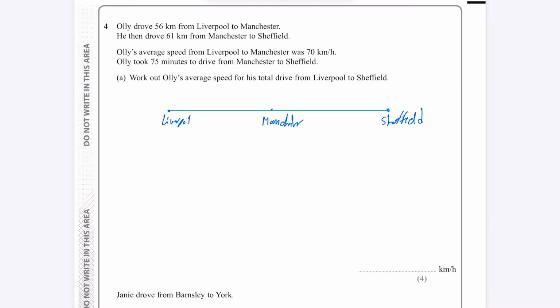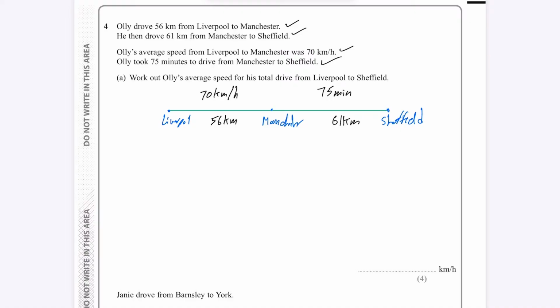Okay, now let's write down what the question's given us. So in this case, we're told it's 56 kilometers from Liverpool to Manchester, so let's write that down. So the distance is 56 kilometers, and we know the distance here is 61 kilometers given in the question, so that's on that line there. Ollie's average speed from Liverpool to Manchester was, so we've got his average speed as well, which is 70 kilometers per hour, so that's that line there. And it only took 75 minutes from Manchester to Sheffield, 75 minutes. And that's that line there. So I've gone through the question and I've drawn this out. Work out Ollie's average speed from Liverpool to Sheffield.